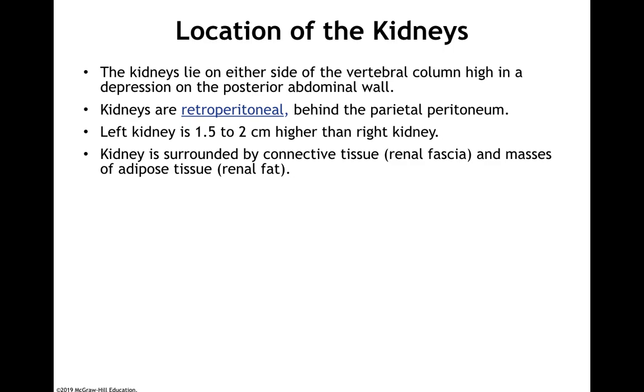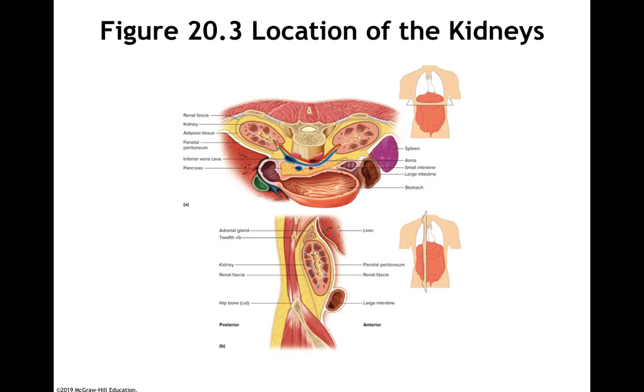The left kidney is about 1.5 to 2 centimeters higher up than the right kidney. Again, the kidney is surrounded by connective tissue called renal fascia, and there are masses of adipose tissue there as well. And also recall that on top of the kidneys sit the adrenal glands. So more images you should go through in your book as you're reading.